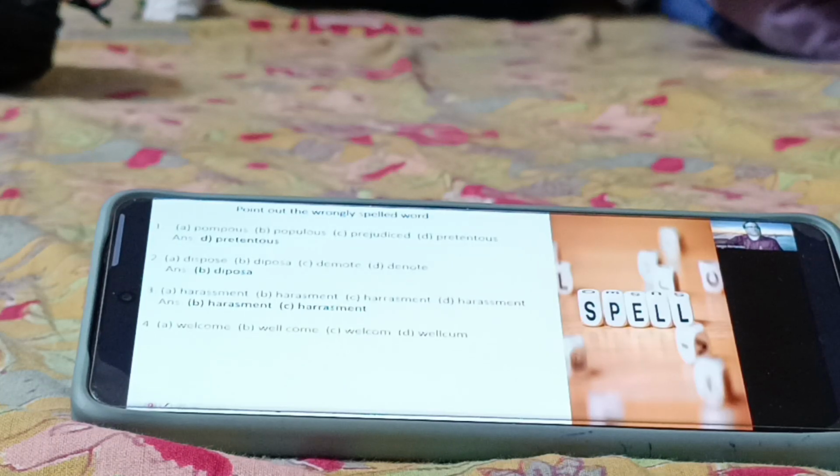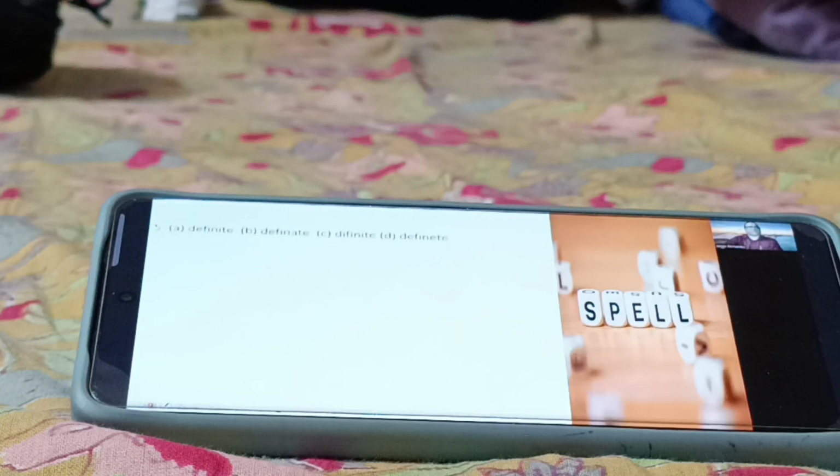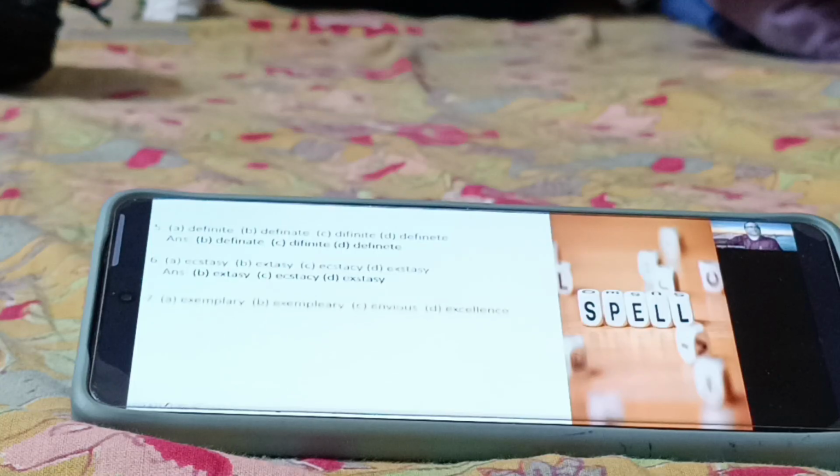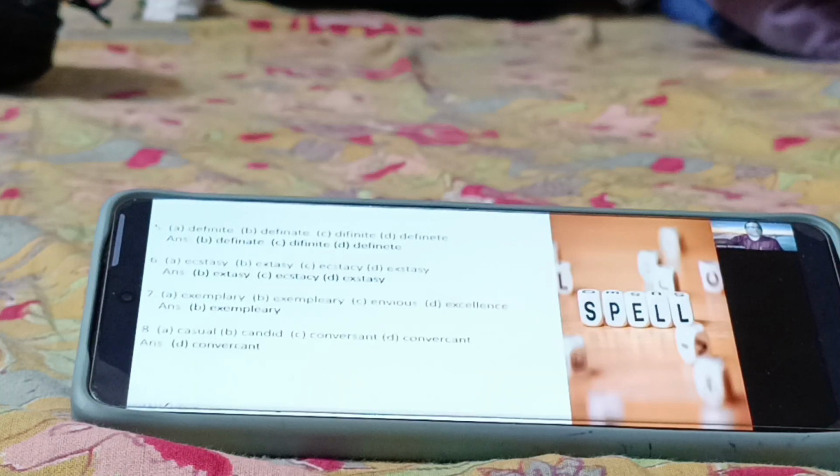Third one. Except for the first, all three are incorrect. Except for the first, all B, C, D are incorrect. Again, ecstasy. The first one is correct, the other three options are incorrect. Look at this. Exemplary, envious, and excellence. Option B is the incorrect word. Casual, candid, conversant, and convocant. So option D. There's no such word as convocant.